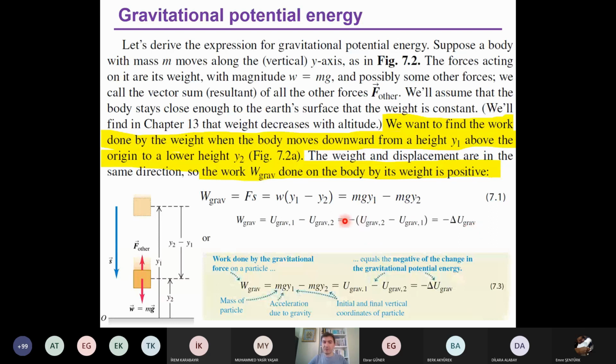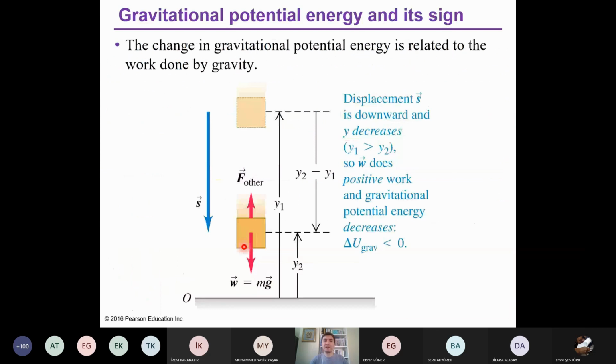Okay, so the work done by the gravity, the work done by the weight, is equal to the change in the gravitational potential energy, but with negative sign. So don't forget this one. The work done by the gravity, by the weight, is equal to the negative of the change of gravitational potential energy. So we can write it like this. Any question here? Okay, then let me discuss the two conditions.